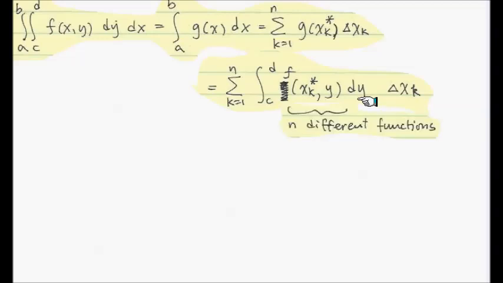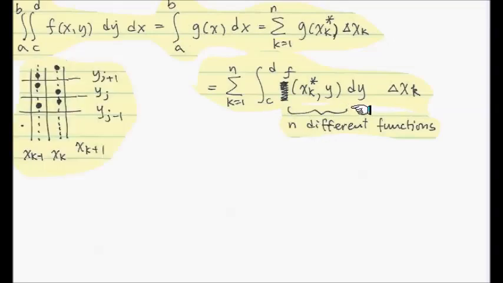The key thing is that we're looking at this function just like gx, gy, or gx before. This is a function of y, and every time you have a different xk star value, it's going to be a different function of y. So basically we're looking at n different functions inside here, and we're integrating from c to d. So here's the situation. xk minus 1 is here, and xk is over here, and xk star is somewhere in between, some special value. And along that part, a choice of a y value is going to be made.